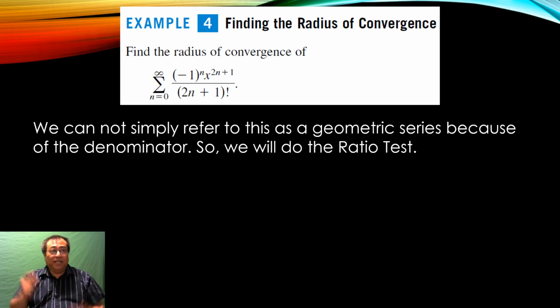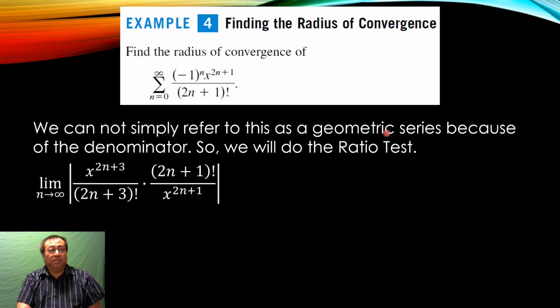Now, this one cannot be done as a geometric series because of that denominator. That denominator screws things up. But we still do the ratio test. So in the ratio test, you remember, you're plugging in n plus 1. Some of you might be wondering where that 3 came from. Well, remember, you're plugging in n plus 1 for n. So it's 2 times n plus 1, with n plus 1 in parentheses, and then plus 1. So it's 2n plus 2 plus 1.